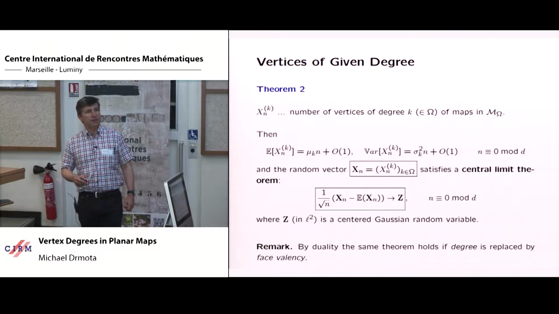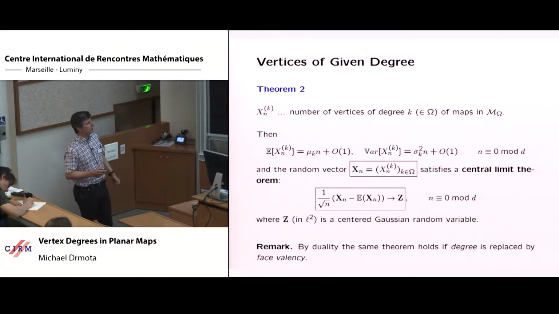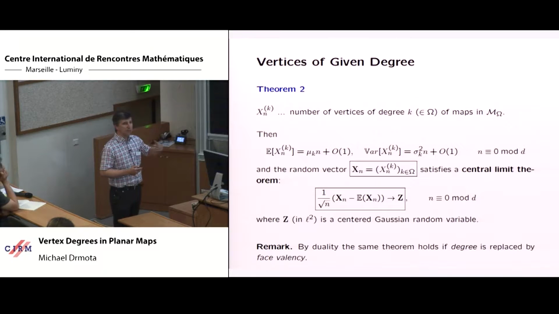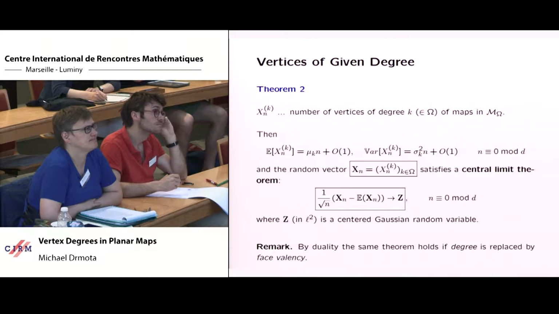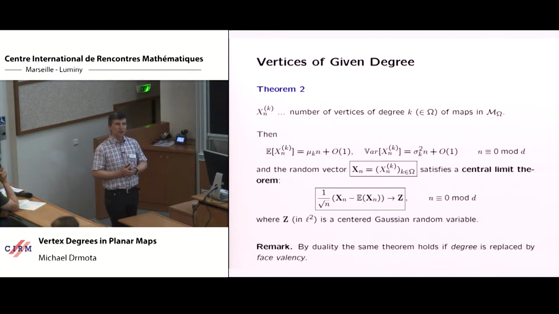And again, by duality, the same theorem holds if we replace degree by face valency. Now it is essential that you replace it at every step. So if I consider M omega to be the class of maps where all face valencies are contained in omega, and X_k denotes the number of faces of valency k, then you get the same theorem. You have to replace it in both cases. It's not possible, at least at the moment, to change just one part from vertex to face.